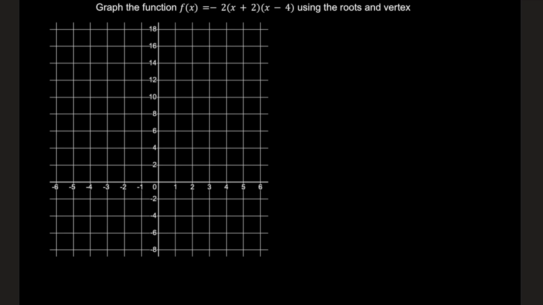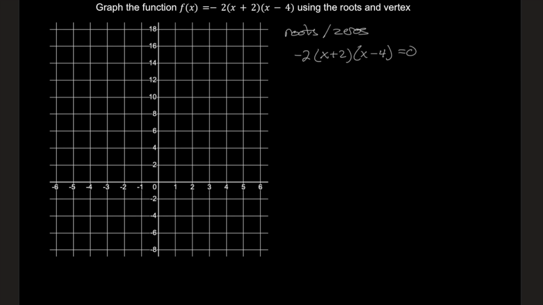Okay, in this example, we're going to be graphing this function using the roots and the vertex. So, with that, we're going to start by finding the roots, which are zeros or x-intercepts. And the key thing about zeros, roots, and x-intercepts is they're all solutions when the equation is set equal to 0. So we'll just take our equation, which is negative 2 times x plus 2 times x minus 4, and set it equal to 0.